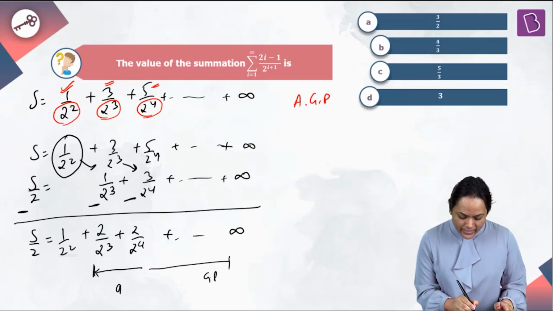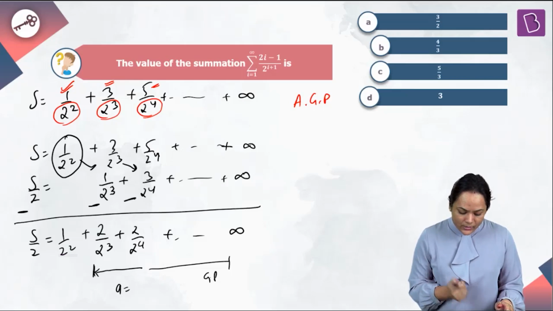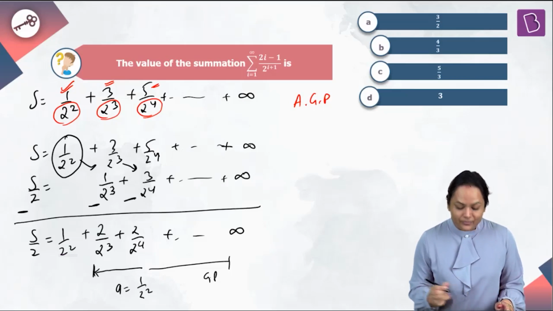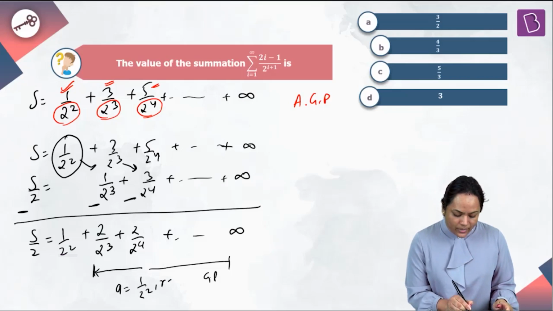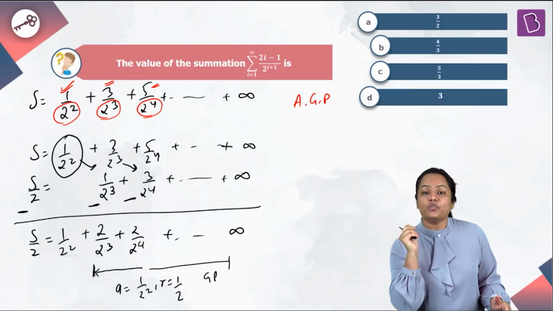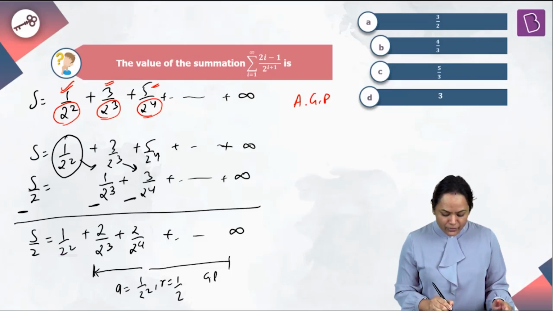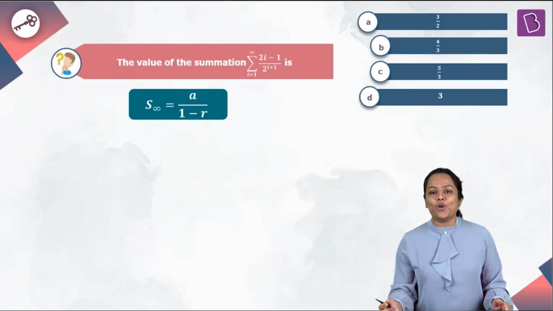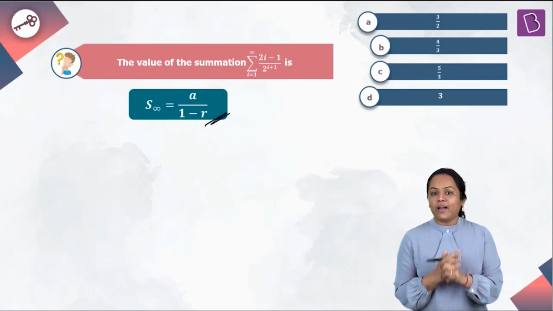What is A here? Well, we have A as 2 by 2 cube, or I can write that value as 1 by 2 square, right? Similarly, what the common ratio is? Well, that value is equal to 1 by 2. This is very easy to figure out. Now we have to recall what was the formula for infinite terms of GP. Do you guys remember? Well, the formula was A upon 1 minus R. This is the formula, right? Now we have to apply this.